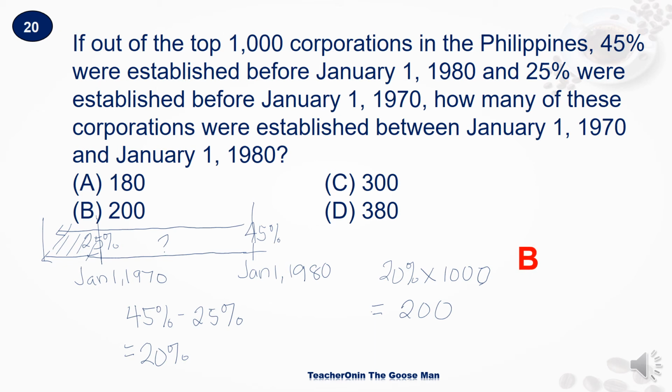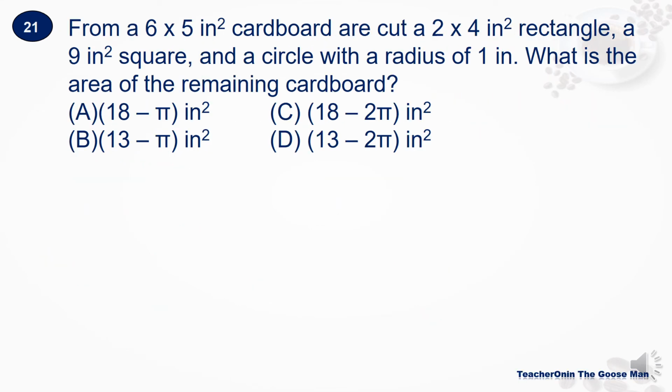So, the correct answer here is 200. Okay, let's illustrate this next problem. So we have actually a rectangle. So the dimension is 6 by 5 inches. Recall, area is equal to length times width. Based from the given 6 times 5, or 6 by 5 inches, meron tayong 30 inches squared. Next, we will cut a square which is actually 9 inches.